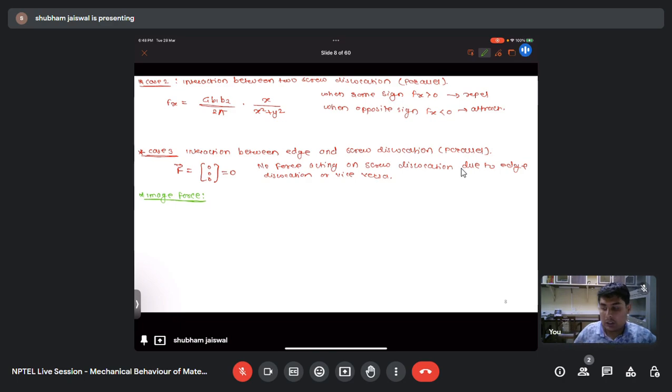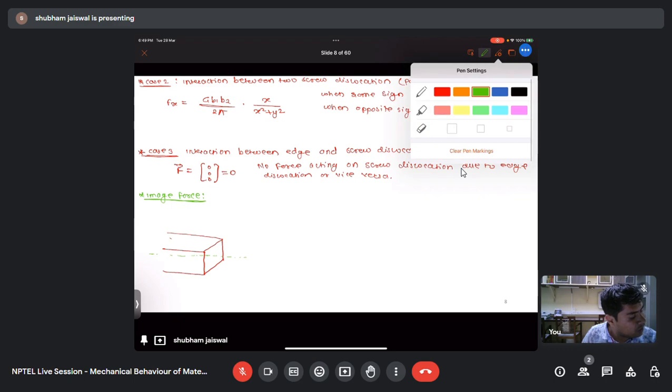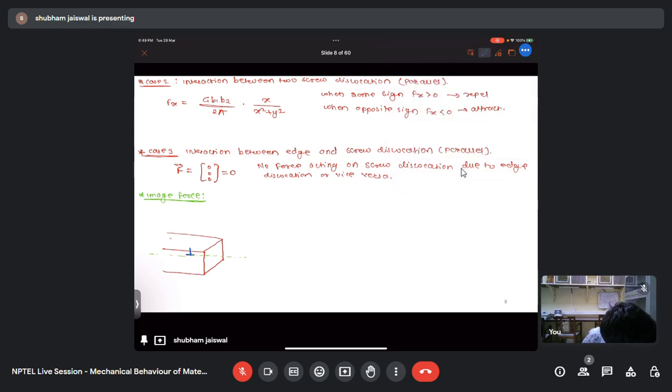So what they have considered, let's say this is the bulk material, and here we have a dislocation near the surface at a distance of d. Okay, so now what we will do? We will put one more dislocation which is opposite in nature, and it will have the Burgers vector magnitude the same as that of the original one.